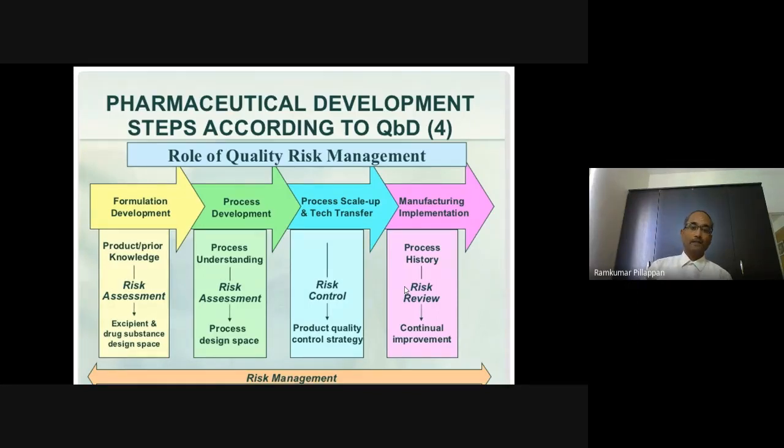Then, of course, after the scale up, you have to go for the commercial batch, which may be 5 lakh or sometimes 1 crore tablets per batch. So that is nothing but tech transfer, where you transfer the technology. Then, of course, you have to use risk management here to ensure product quality. Then comes manufacturing implementation. Here we have to maintain the process history and always improve the product or process, so that you will always go on the upward journey of quality, not always go back and have some new problem or even an old problem.